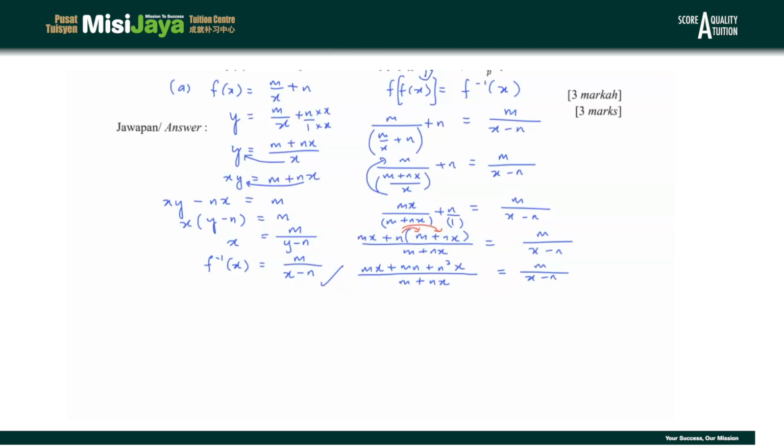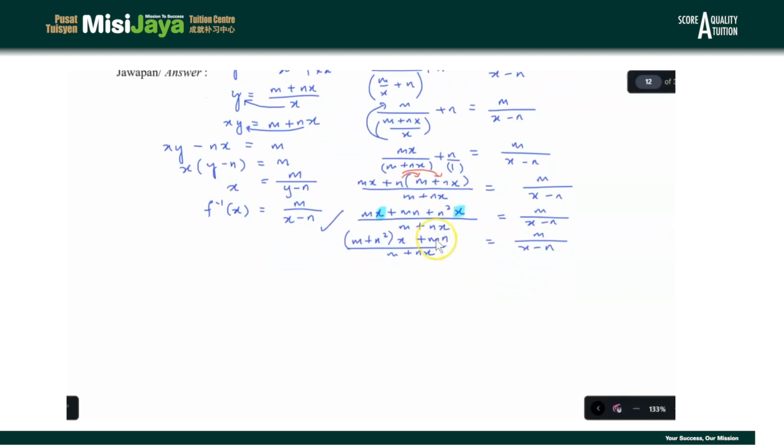And then after that, we are going to see how we can solve this. So this top, we can actually factorize it because we have this x and x. You can factorize it, so it becomes m plus n squared, and then outside there's an x, and then plus mn, then over m plus nx, so equals m over x minus n.